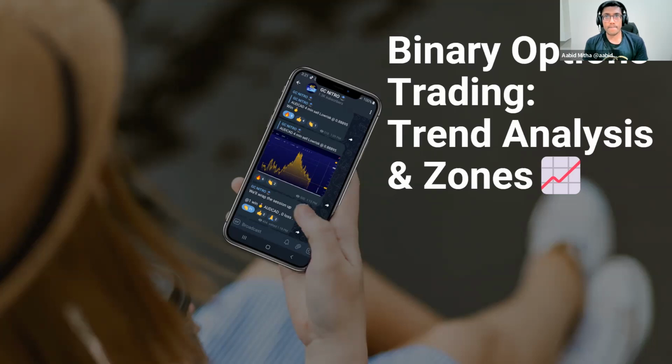Now, binary options does allow you to trade all of these things on one platform, but I personally trade only currency pairs, and the analysis that I do is on currency pairs itself. So today we'll be covering how to analyze the market within binary options and how we can use these trend analyses and zones on the charts to take advantage of this market and make some money for ourselves.